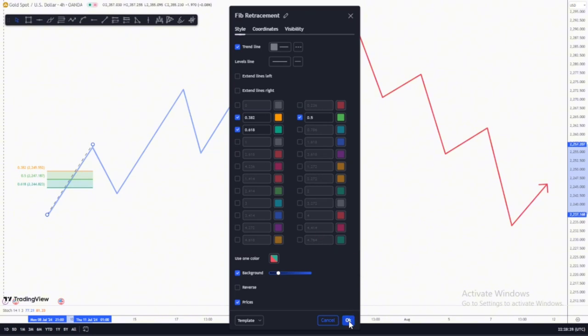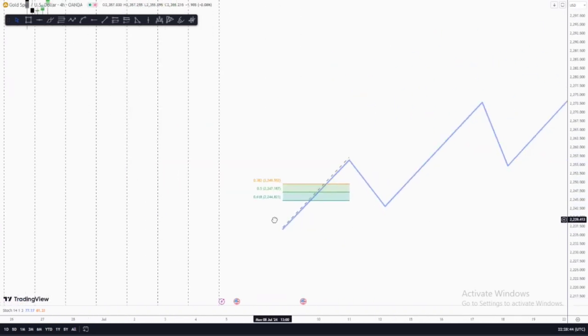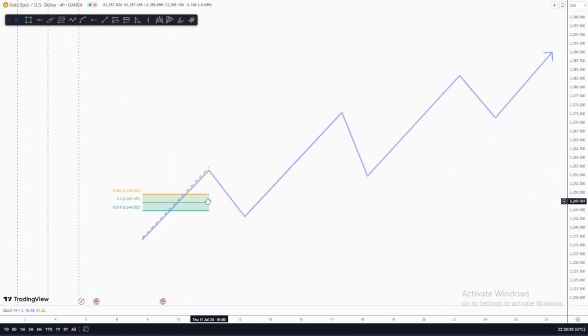Now, my favorite levels based on strategies that are proven to work are the 0.382, 0.5, and 0.618. Now, whenever price comes down and bounces off from the 0.38, which is this yellow line here, this indicates that the trend is actually a strong trend, and these trends are more difficult to manage because price will tend to move faster whenever it rejects from that level.